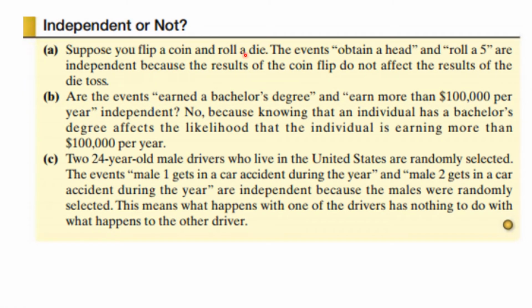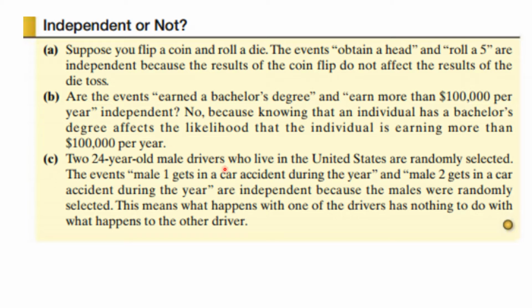If you flip a coin and then roll a die, the events obtain a head and roll a 5 are independent because the results of the coin flip do not affect the results of the die toss. Are the events earned a bachelor's degree and earn more than $100,000 per year independent? No, because knowing that an individual has a bachelor's degree affects the likelihood that the individual will earn more than $100,000 per year.